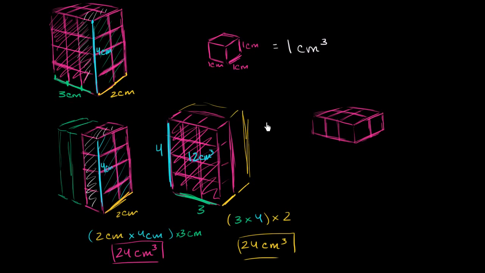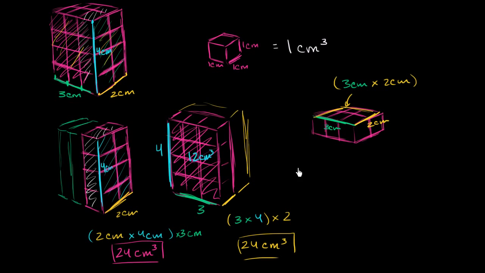And you can imagine you could do the same thing, not with this surface, but with the top surface. The top surface is 3 centimeters deep and 2 centimeters wide. So its area is going to be 3 centimeters times 2 centimeters, which is 6 square centimeters. And that also tells you that there's going to be 6 cubes in this 1 cube deep slice. But how many of these slices do you need?